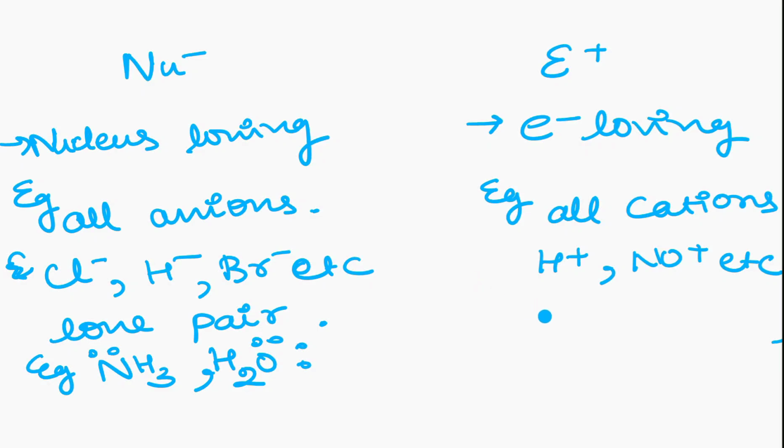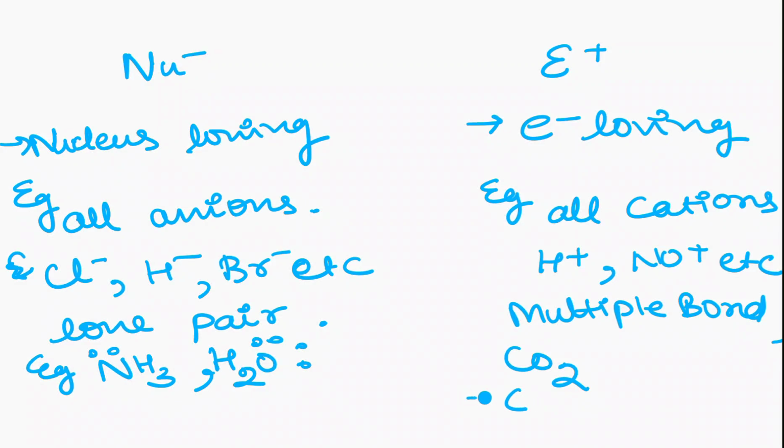Okay, and multiple bonds. The species carrying multiple bonds are also known as electrophiles. For example, CO2. CO2 is an electrophile because CO2 has two double bonds in it. SO3 also acts as an electrophile because it also carries multiple bonds.